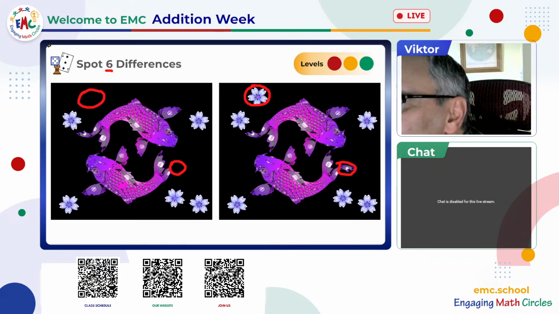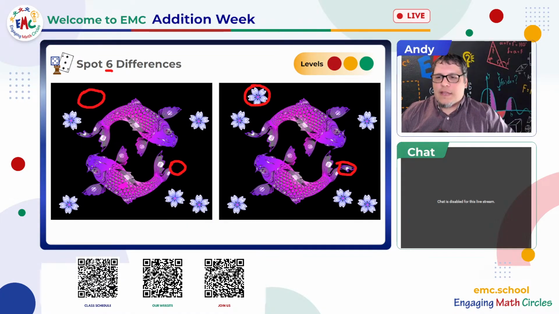Victor's our co-host today. Maybe one flower is missing some marks inside. That is correct. Great job in chat. Then we have three differences. That leaves us with 3.